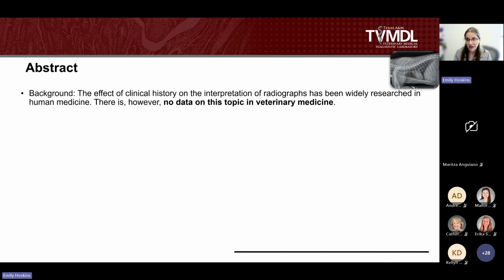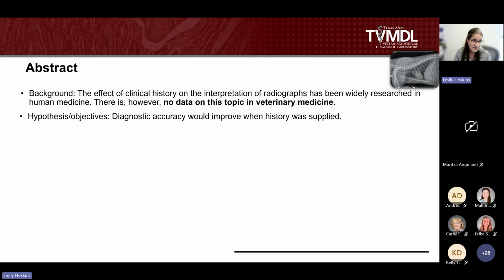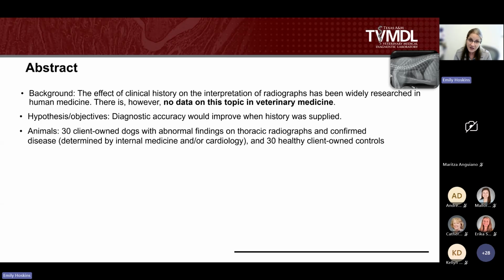And their idea was that, okay, we've seen a lot of research of this in human medicine, but we have no data on this topic in veterinary medicine. And they had a hypothesis that diagnostic accuracy would improve when that history was supplied. So they used 30 client-owned dogs with abnormal findings on thoracic radiographs and confirmed disease.